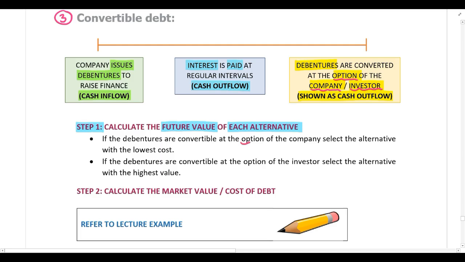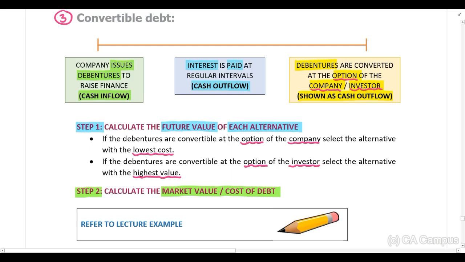If they are going to convert at the option of the company, the company is obviously going to select the alternative with the lowest cost because that's what's most beneficial for them. That's the cheapest option. However, if they are convertible at the option of the investor, the best option for the investor would be to select the alternative with the highest value, so you then select the alternative with the highest value. Then, after that, you can calculate either the market value or the cost of debt depending on what is actually required. Now guys, this follows exactly the same logic as convertible preference shares.